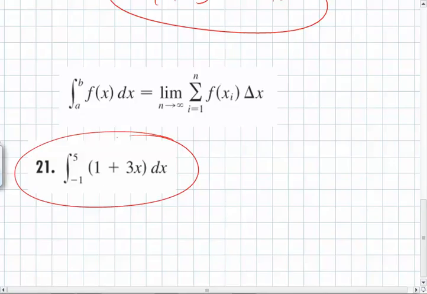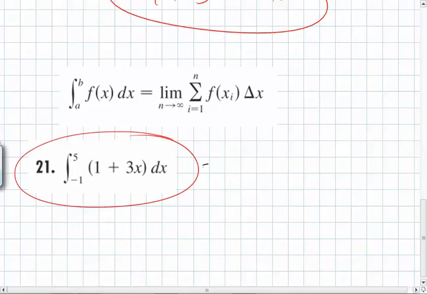What's the curve in this case? 1 plus 3x. So this is the area under 1 plus 3x from what to what? Negative 1 to 5. What's nice about this function in particular? It's linear. So should the algebra be relatively better than what we've done before? Yeah. So how do we write this?